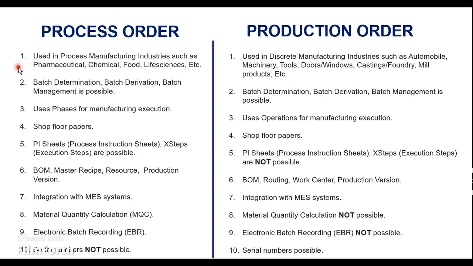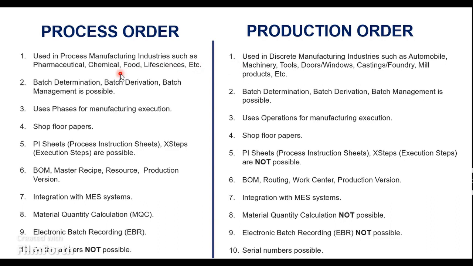So the first one is that the process order is used in the process manufacturing industries, let's say the pharmaceutical industry, or it may be the life science industry, or a chemical-based industry, or maybe FMCG or the food industry, and so on. And the production order is mainly used in discrete manufacturing processes, such as the automobile industry, or a machinery manufacturing industry, or tools, doors and windows, castings, or maybe a foundry and other mill products kind of industries, right? So it depends on the nature of the client, which business line they are in.